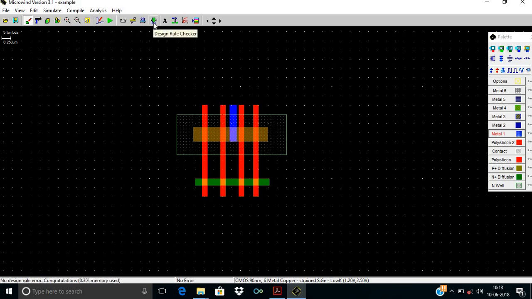First of all we will check ERC, and after that the A bar drain and S source are shorted together. No need to put a contact here, as it is the same material. And the last connection we are going to make is shorting of this drain.